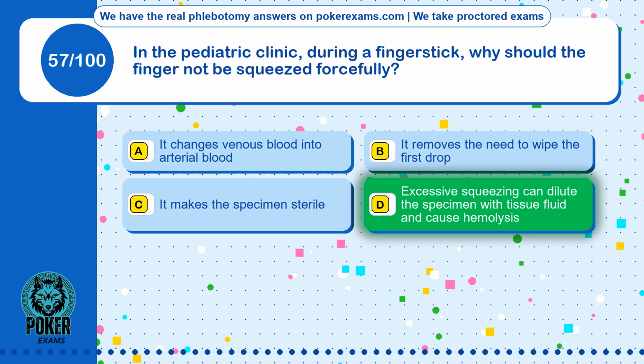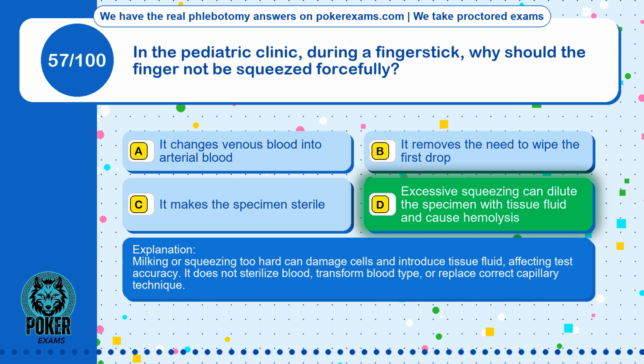The correct answer is option D. Excessive squeezing can dilute the specimen with tissue fluid and cause hemolysis. Milking or squeezing too hard can damage cells and introduce tissue fluid, affecting test accuracy. It does not sterilize blood, transform blood type, or replace correct capillary technique.